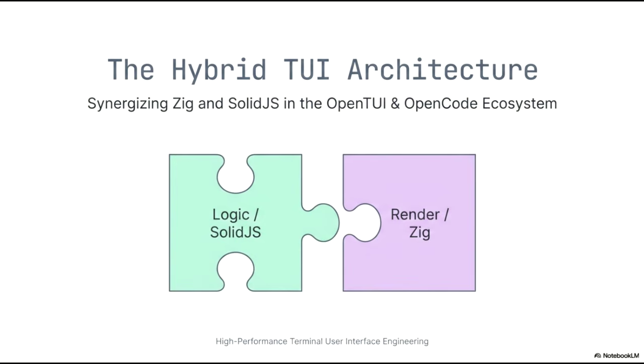As illustrated, our architecture bifurcates responsibilities. SolidJS serves as the robust engine for application logic and reactive state management, while Zig handles the heavy lifting of the rendering layer. This strategic integration allows us to leverage modern reactive patterns while maintaining the low-level efficiency required for the most demanding terminal environments.